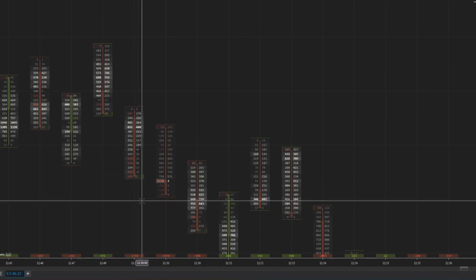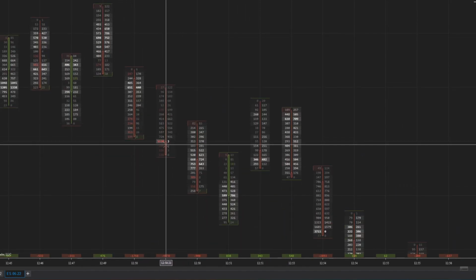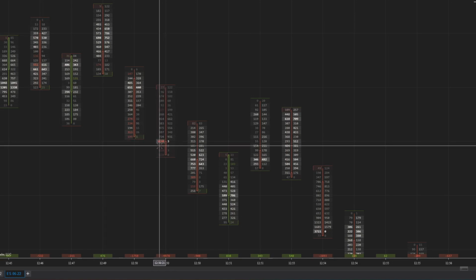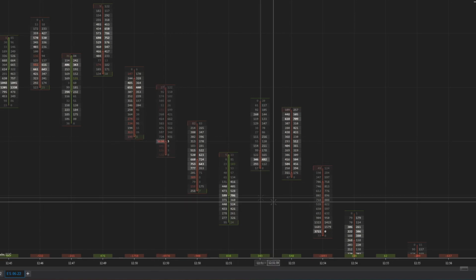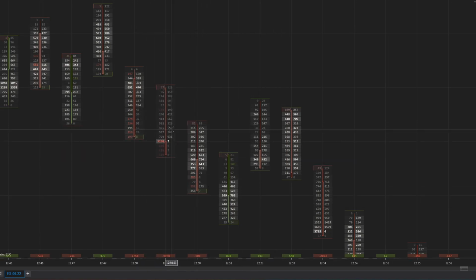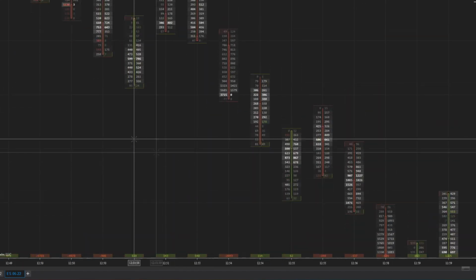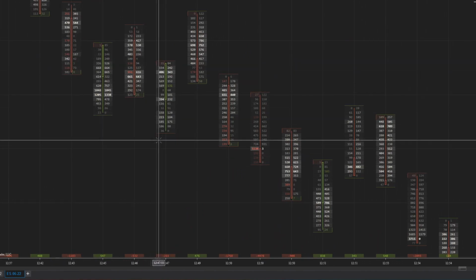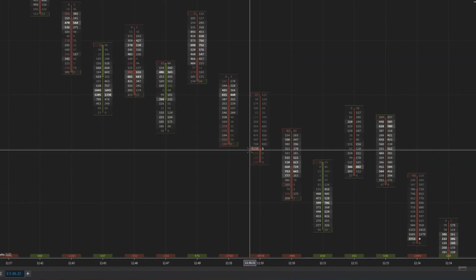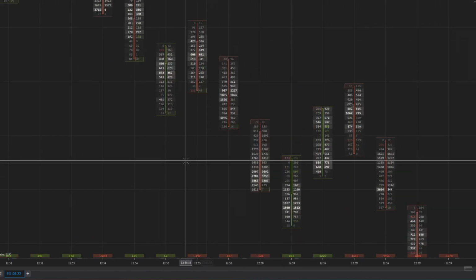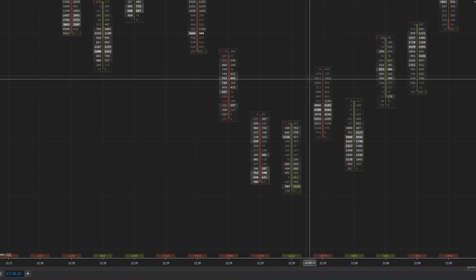I would also like to point out, look at this massive imbalance right here. 5,100 sell orders right here. Just a huge bearish signal right here. So you could have entered at any point and then it continued to move down. Always be on the lookout for these huge trades. That would have been a no-brainer. And as you can see, it just continued to fall.